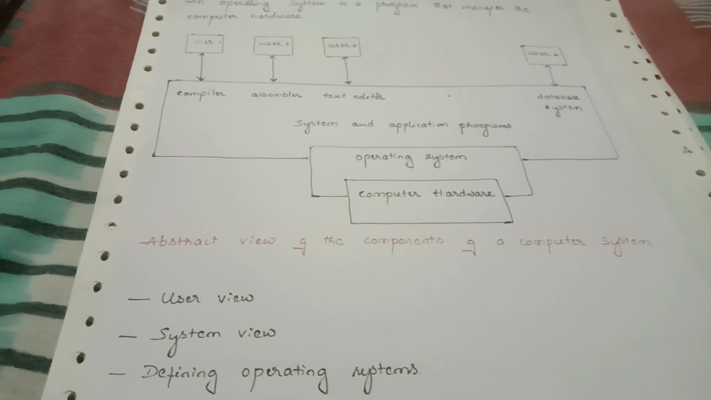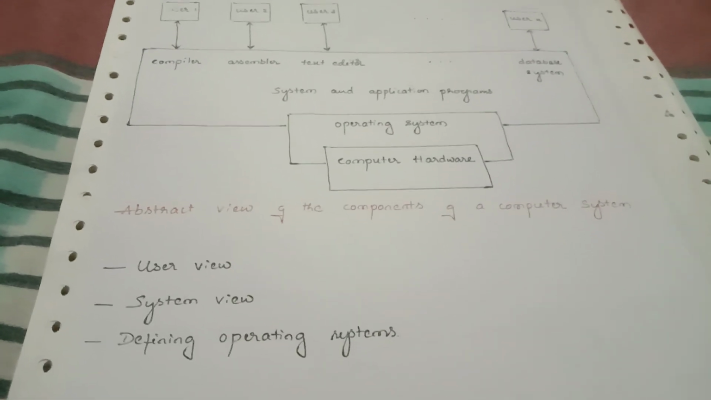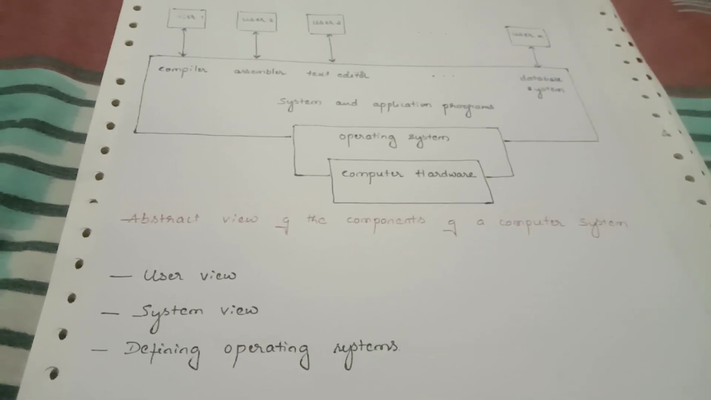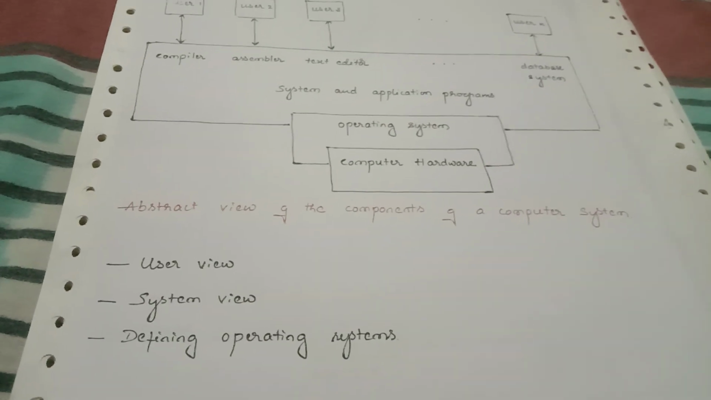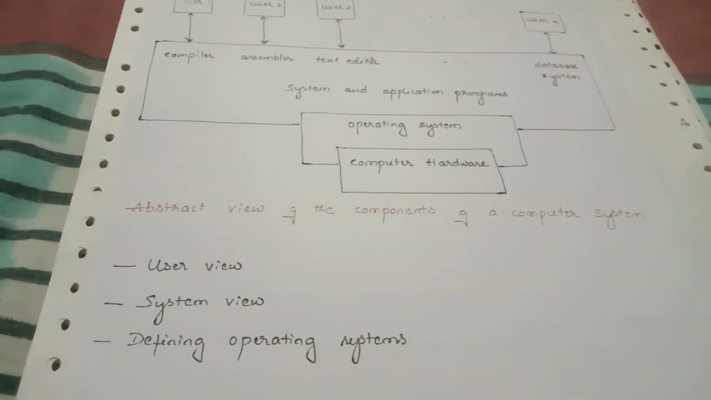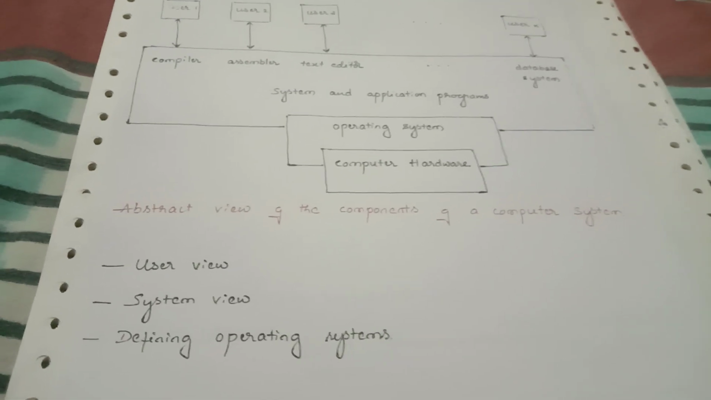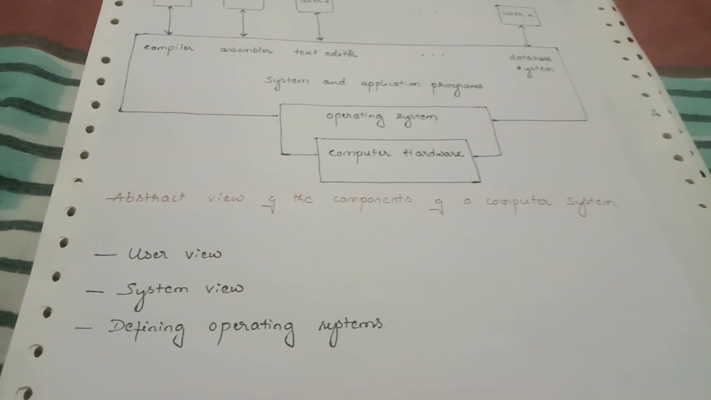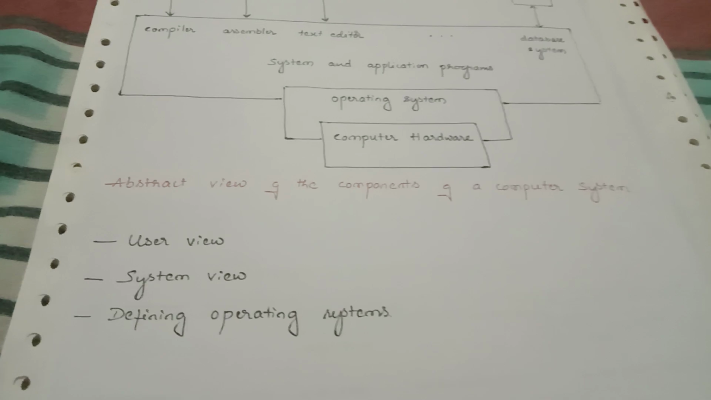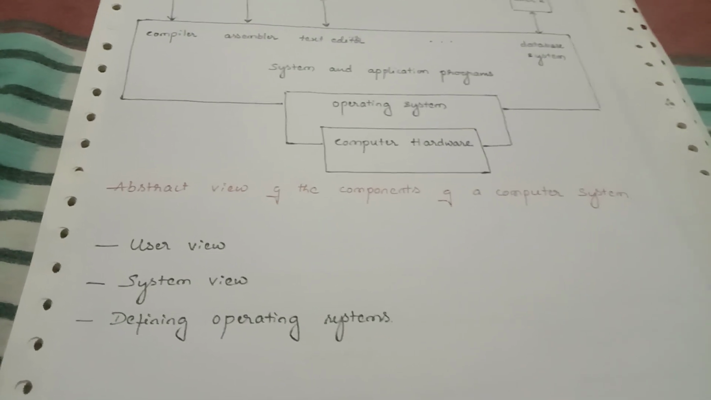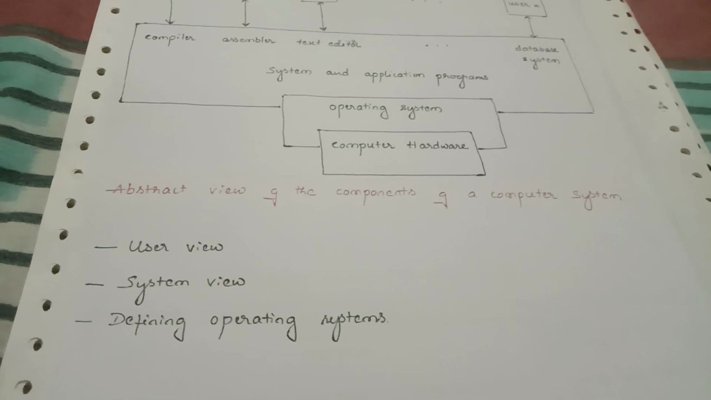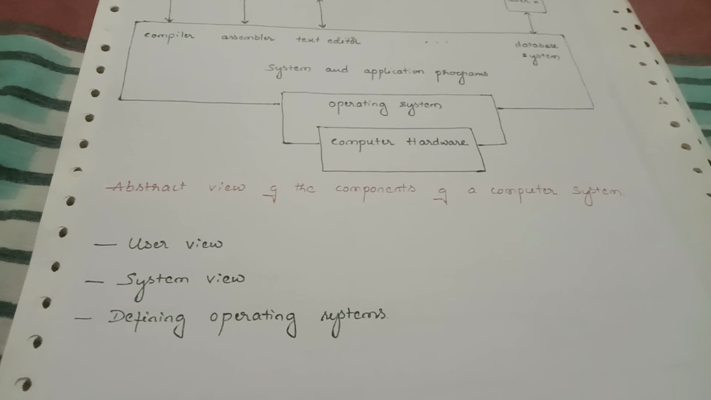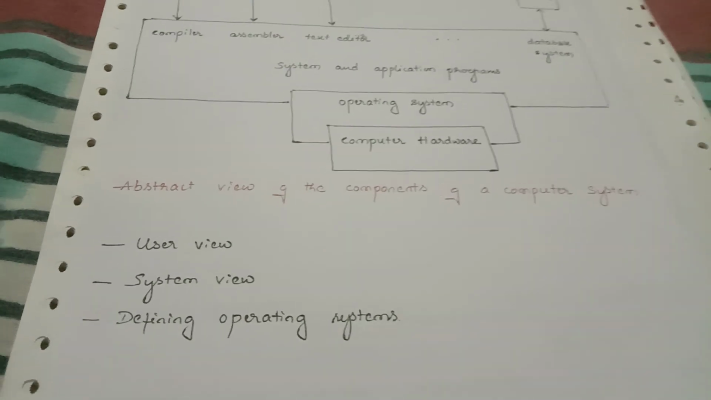There is no abstract definition of an operating system, but what we can say is that the operating system is the one running all the time in a computer system, and it plays different roles in the user view and the system view. From the user view, it makes the computer easy to use and makes resource utilization better, whereas from the system point of view, it is a control program, or we can call it a resource allocator.